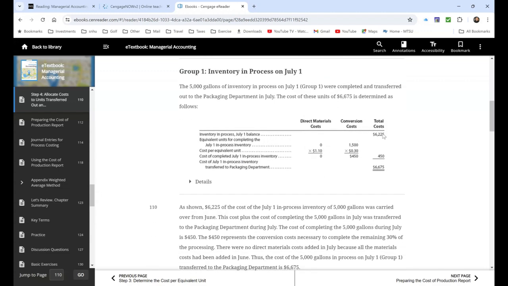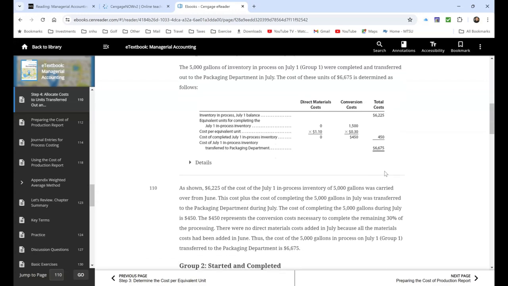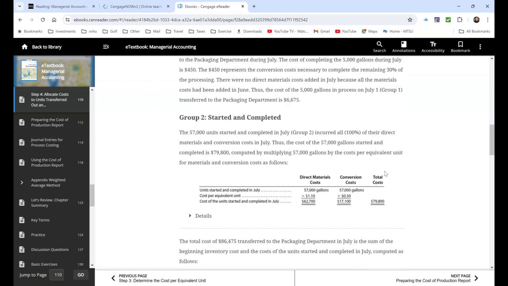So for the beginning inventory, we started with 62.25. We had already added the material cost. We don't add that. But then we had 1,500 units. That's the equivalent times 0.3. So we're going to add 450. So the units that were originally in work in process are now going to be valued at 6,675. We divide by 5,000. That will give us a per unit cost.